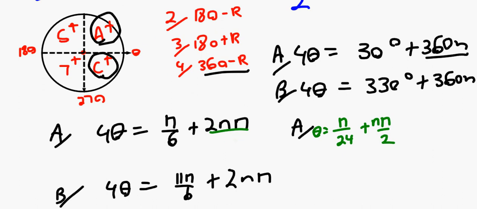Alright. Anybody get this before me? Yeah. What about the other one? 11 pi over 24 and pi n over 2. Alright, and that'll give you all the answers you want.